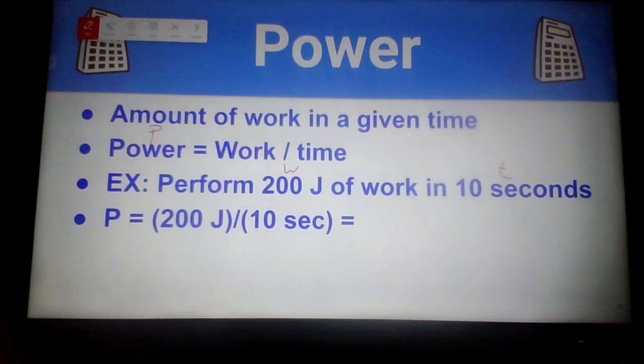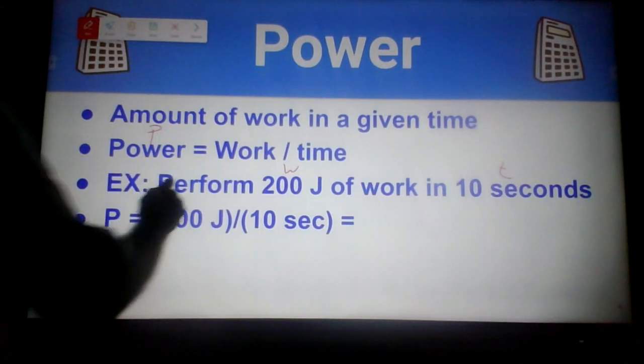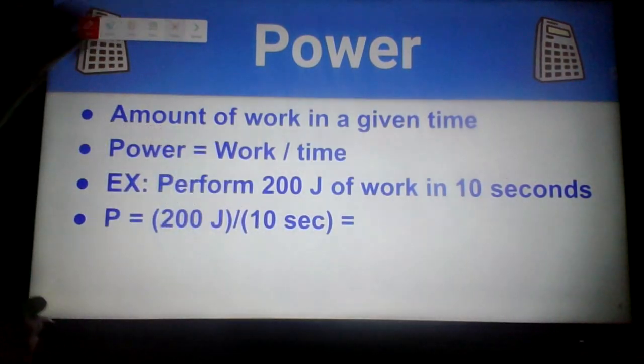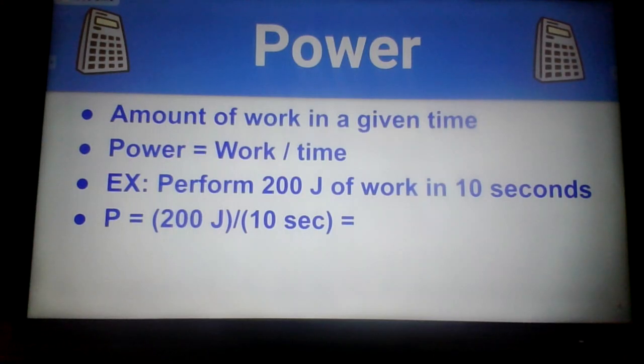Now we see which equation we have to use. You'll get to look at the formulas, but you have to pick the correct one. And then just fill in the numbers. P equals work divided by time. And now we can finish this off. Of course, you know that 200 divided by 10 is 20 joules per second.